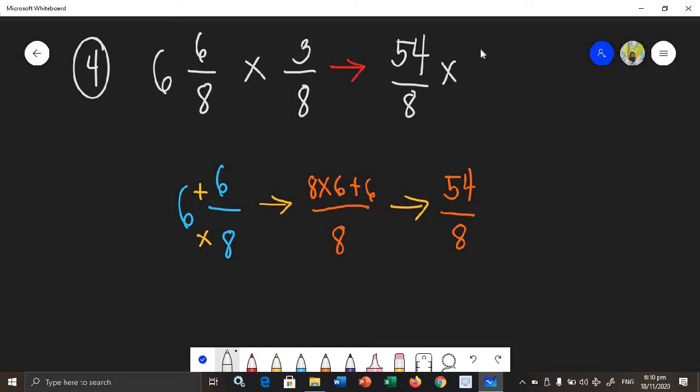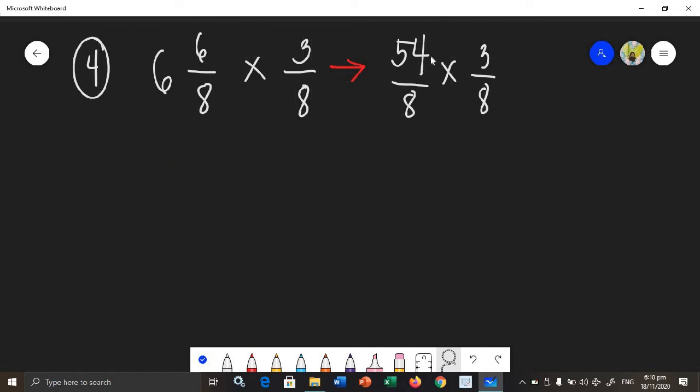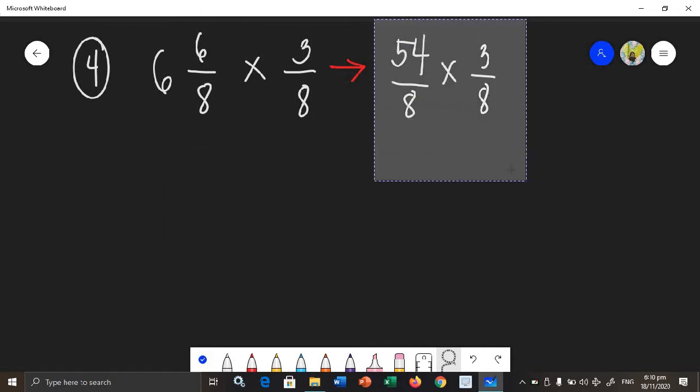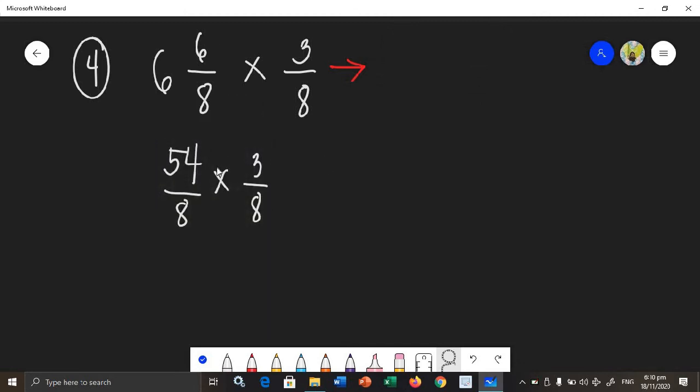54/8 times 3/8. And this given is the one that we will use to find the product of a given. Okay? So now here, using cancellation method, we can cancel out 54 and 8. May common factor pa sila, which is 2. So 8 divided by 2, that is 4. 54 divided by 2, that is 27.